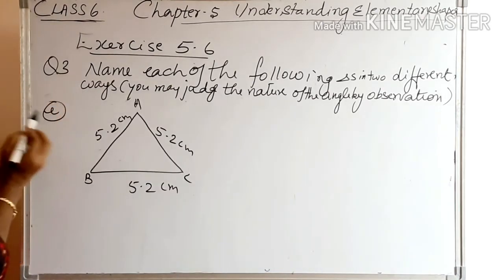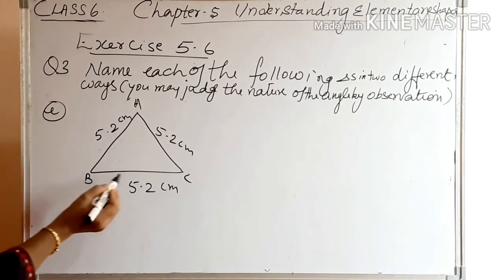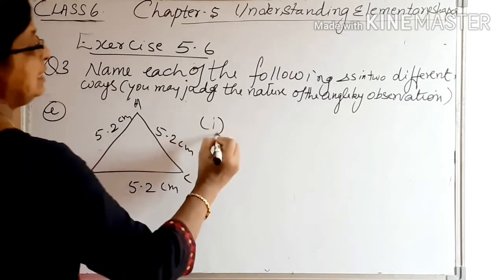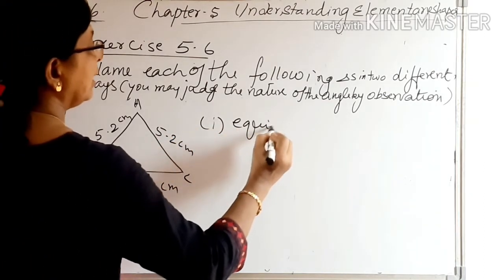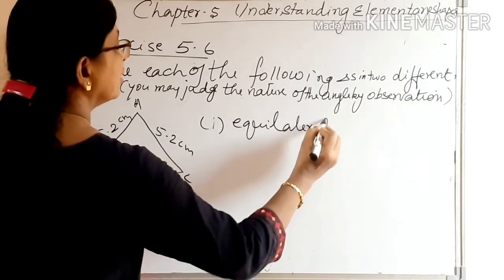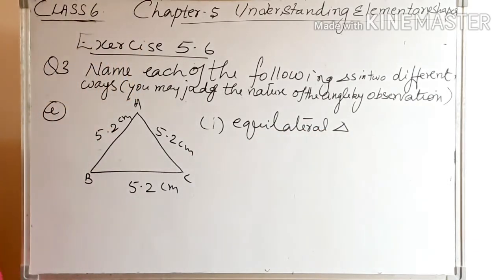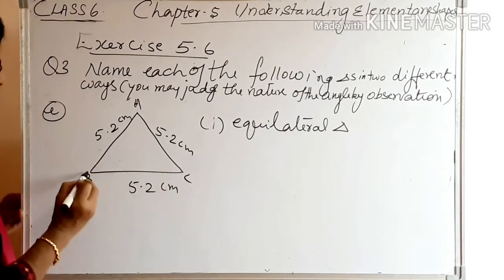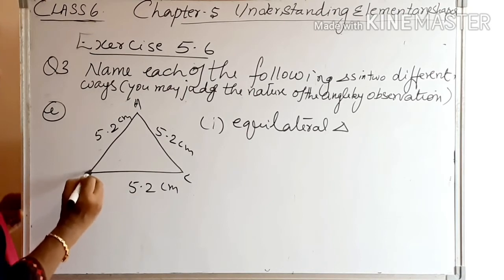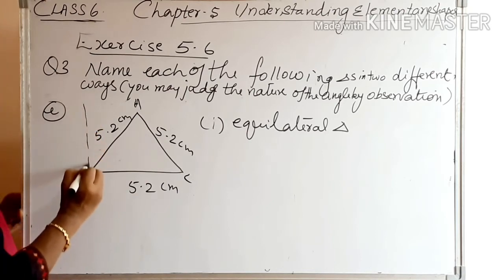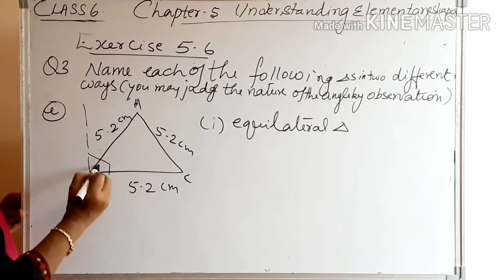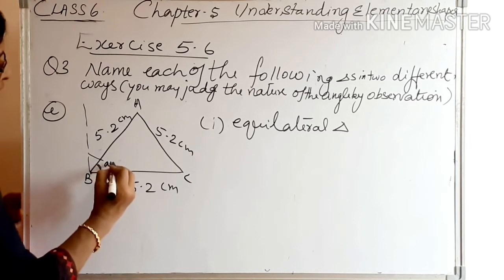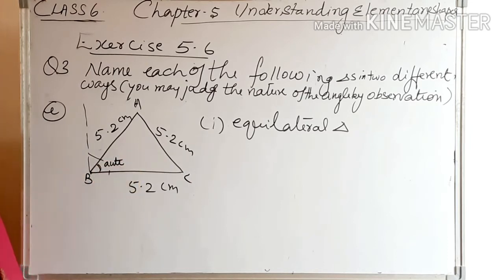Question number 3E. From this figure, it is clear that all three sides are equal. Therefore, this is an equilateral triangle. Consider BC as the baseline. From this point, I am going to draw a perpendicular. This angle is 90 degree. That means this is less than 90. Therefore, this angle is acute.